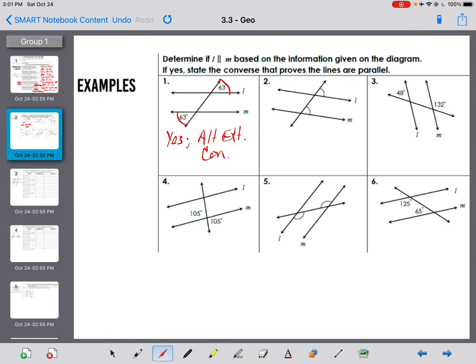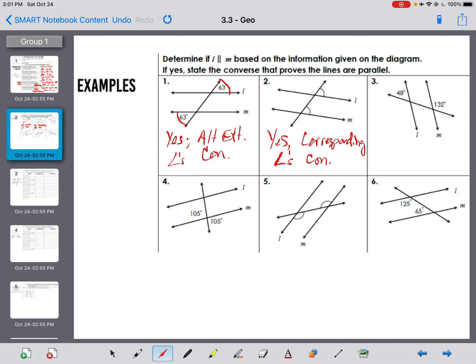Now, angle 2 doesn't give us angle measure. It actually just gives us the symbol. It says this one is equal to that one. Those are in the same spot, different intersections. So this is going to be a yes, and this is going to be corresponding angles converse. Alternate exterior, I should have probably said angles converse.